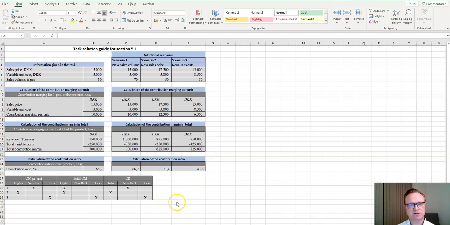So the task in section 5.1 is about the contribution margin per unit. It's about the contribution margin in total, and it's about the contribution ratio and the relationship if one of the factors changes, either sales price, the variable unit cost, or the sales volume. I hope this gave you an idea and will help you in solving the task for section 5.1.